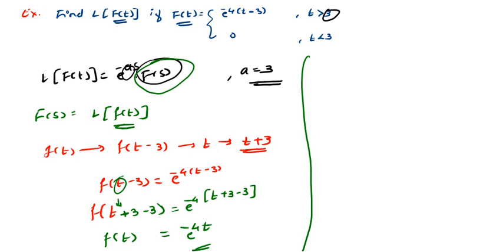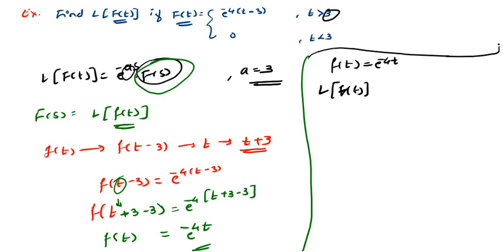Okay, so what do we have now? We have f(t). f(t) is what? e raised to minus 4t. Now once you have f(t), you can calculate F(s) by taking the Laplace on both sides. So the Laplace of f(t) is nothing but the Laplace of e raised to minus 4t, and this is the exponential function, and we know by the standard formula the Laplace of this will be 1 over s plus 4. So this is nothing but F(s).